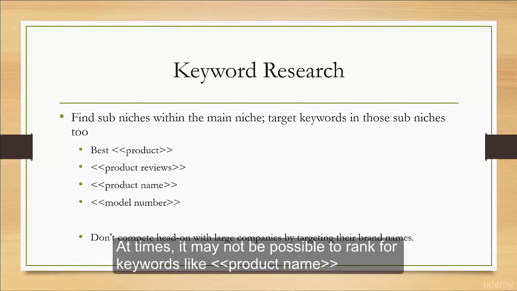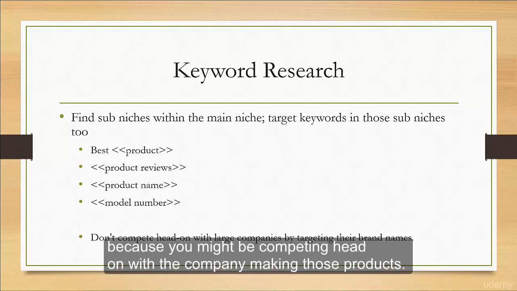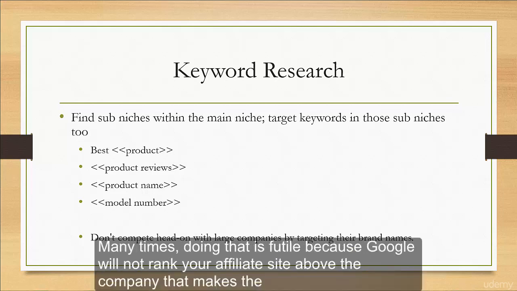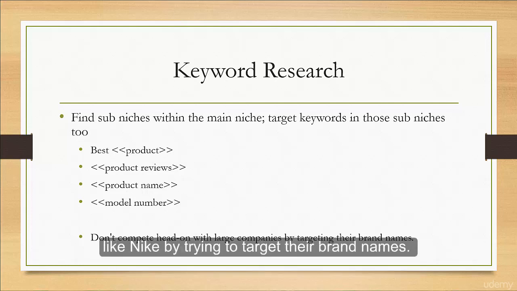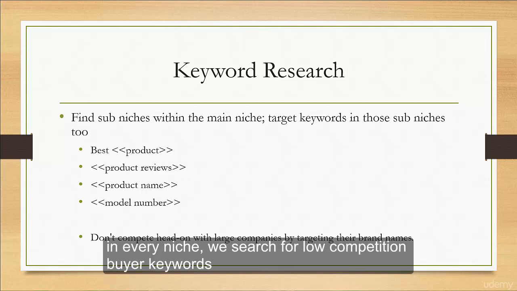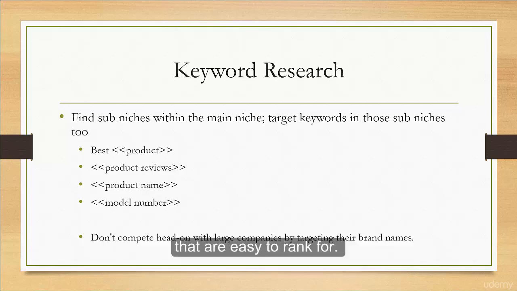At times, it may not be possible to rank for keywords like product name because you might be competing head-on with the company making those products. Many times, doing that is futile because Google will not rank your affiliate site above the company that makes the product. Like if you have a site about shoes, you would not want to compete directly with companies like Nike by trying to target their brand names. Instead of competing head-on with companies in every niche, we search for low competition buyer keywords that are easy to rank for.